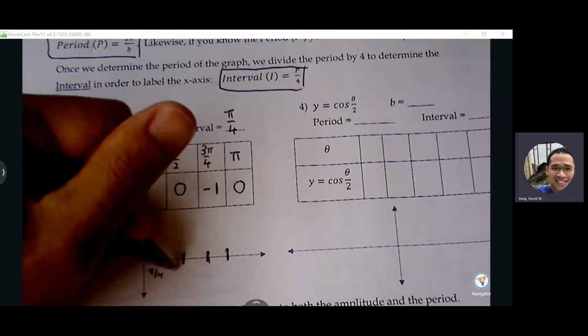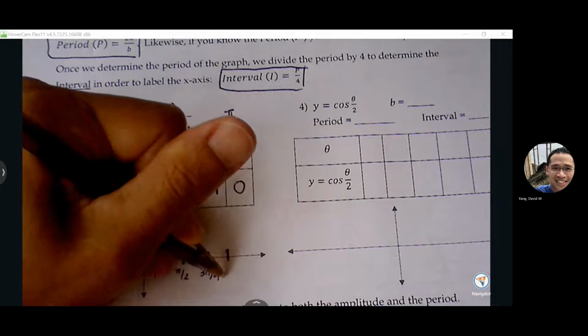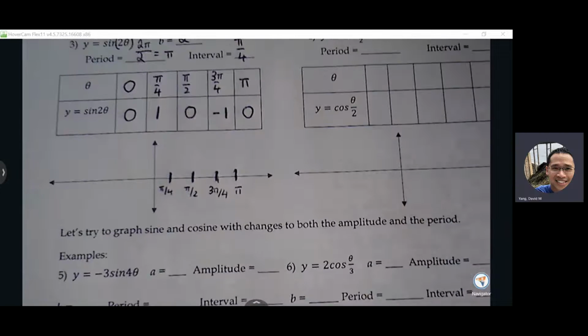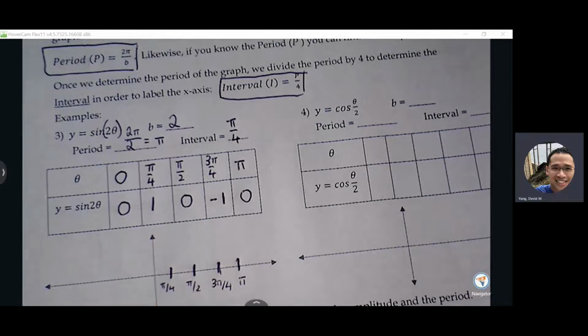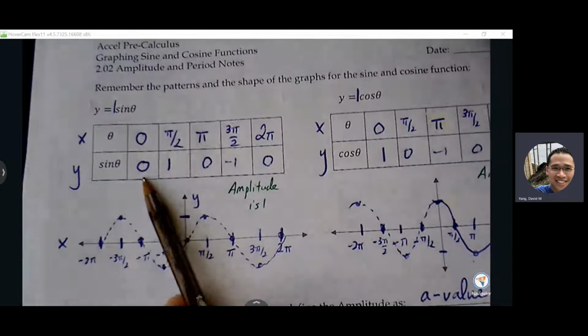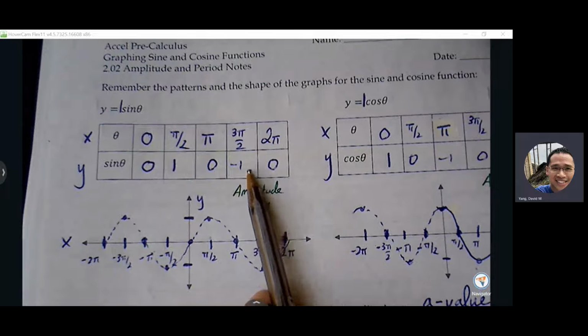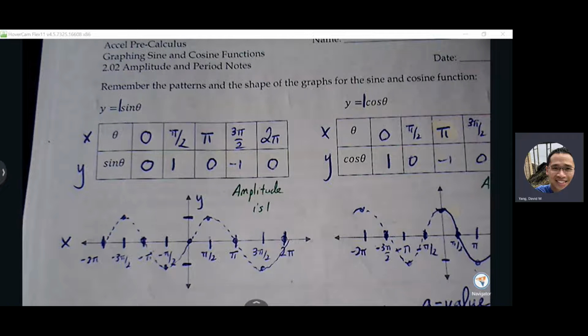So pi over 4, pi over 2, 3 pi over 4, and pi. Can you get the bottom part of the table again? How do we get the bottom part of the table? Well, we know how the sine graph looks, right? The sine graph is going to start at 0, rise up to 1, back to 0, -1, and 0. So it's still the same sine graph. We're going to keep the same y values. We're just forcing the x values to change.